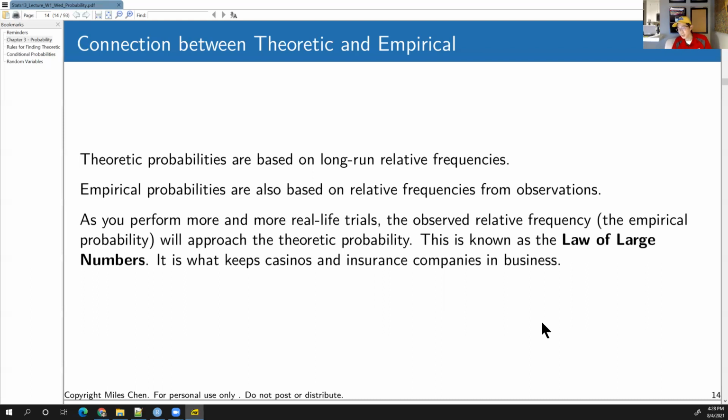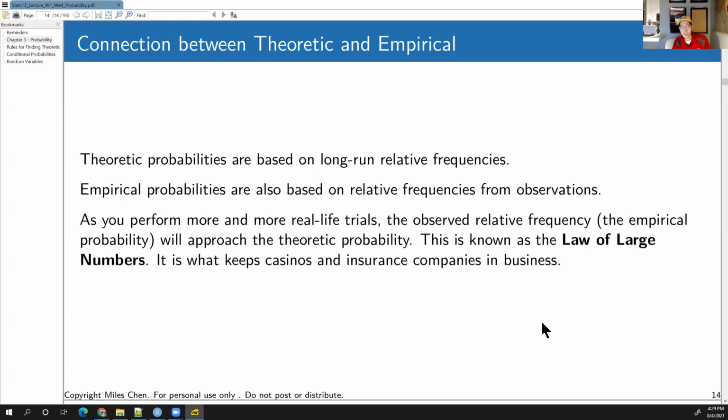And they also know that because of the law of large numbers, the more times people play over the course of a day or a month or whatever, with hundreds of people playing, thousands of people playing, overall, the law of large numbers will just win out, and therefore the casino will make more money in the long run, okay?